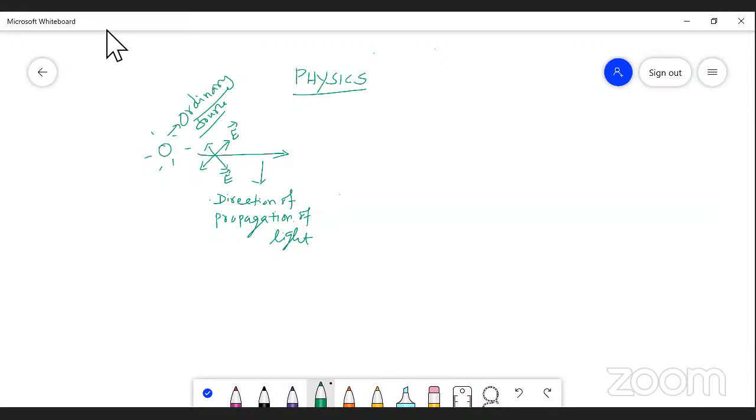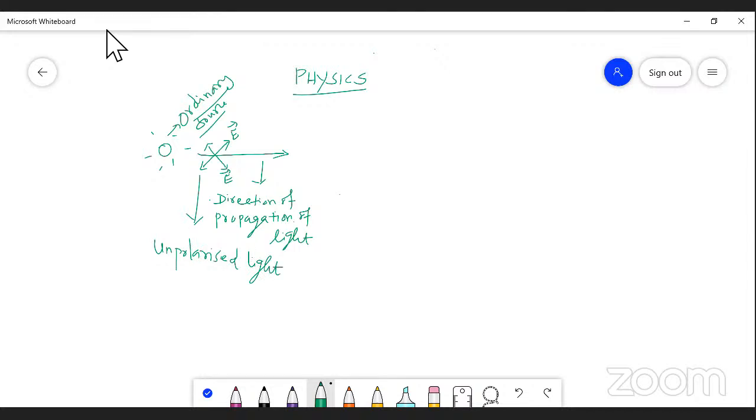Okay, so an ordinary source of light produces unpolarized light. Why? Because in that light, vibration is in all possible directions perpendicular to the direction of propagation of waves. Okay, it is the unpolarized light.